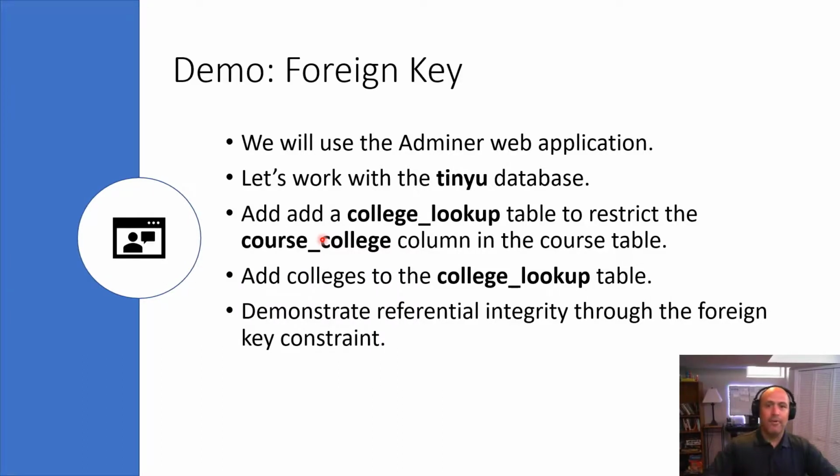All right, it's time for another demo. This will be our last demo. We're going to go back to add minor, and we're going to add some foreign keys. We'll add a lookup table that only allows you to enter colleges that are in the lookup table. And then we'll demonstrate how referential integrity works through the foreign key constraint.